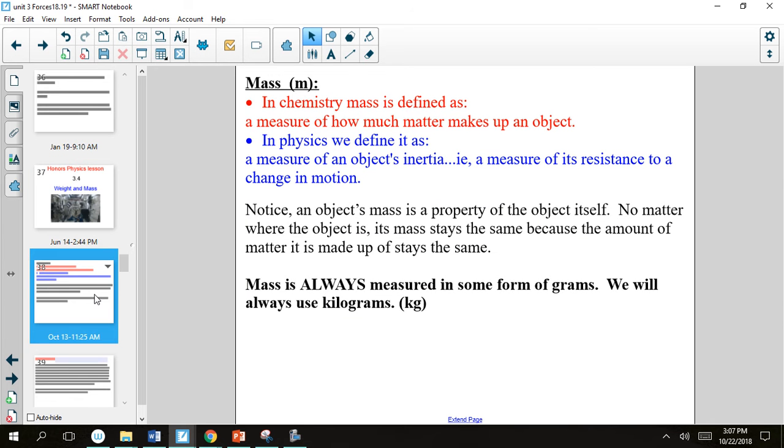Alright, so mass, chemistry-wise, we define as pretty much anything that has matter, right? So mass is the matter that makes up an object. In physics, we talked about it being related to inertia, and this is how much resistance it has to a change in motion, either staying still or moving. Either way you want to look at it, mass is always going to be measured in some sort of grams, and in here, kilograms is the way to go.